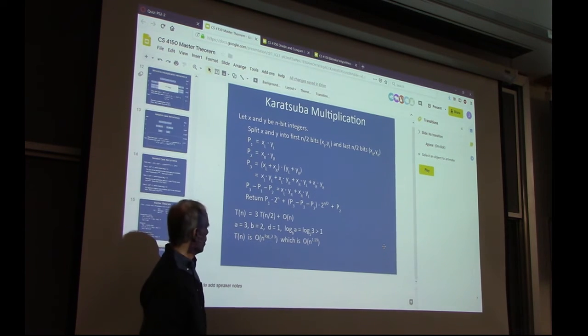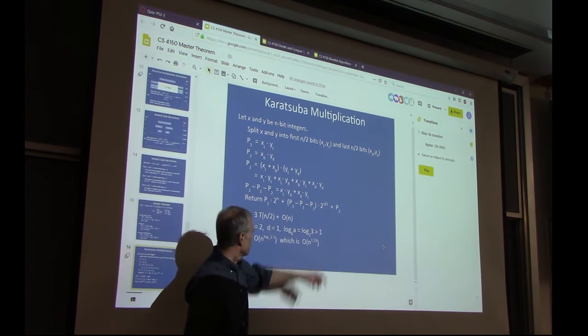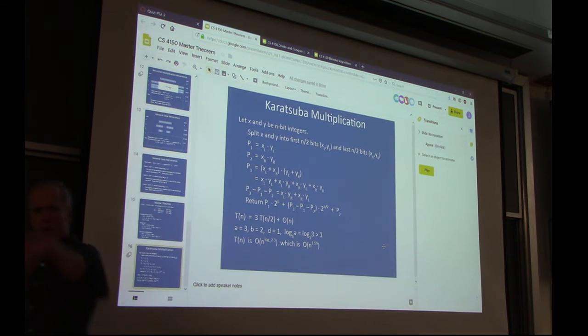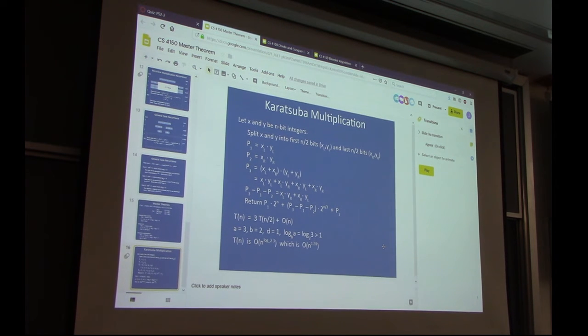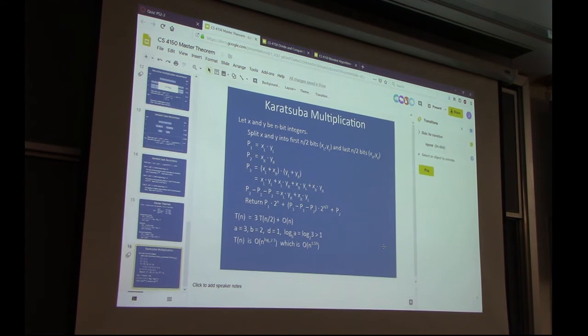Look, it's O of n to the log base 2 of 3, which is O of n to the 1.59. So we've gone from O of n squared to O of n to the 1.59. Okay, that's an improvement. You might think, well, that's not a big deal, but in fact it is for large enough values of n.